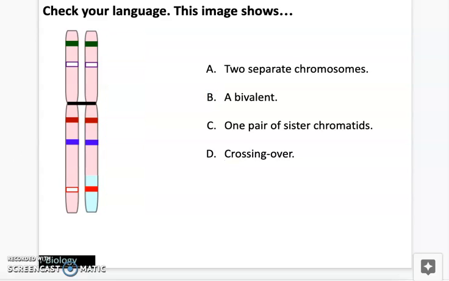Okay, what is this image showing? You can pause your video. It shows one pair of sister chromatids. Okay, so these are sister chromatids, and have they already gone through crossing over and recombination? Yes, they have. So they're actually not exact copies of each other at this point, because as you can see, some genetic information already was exchanged with the homologous chromosomes.